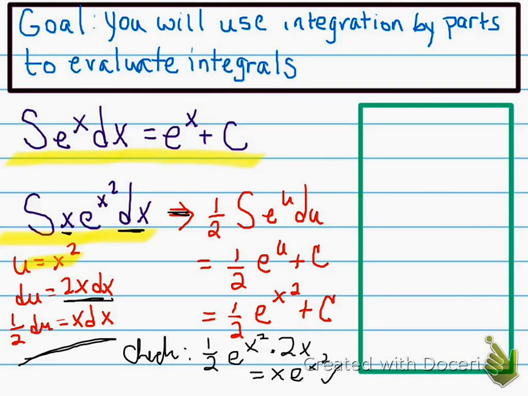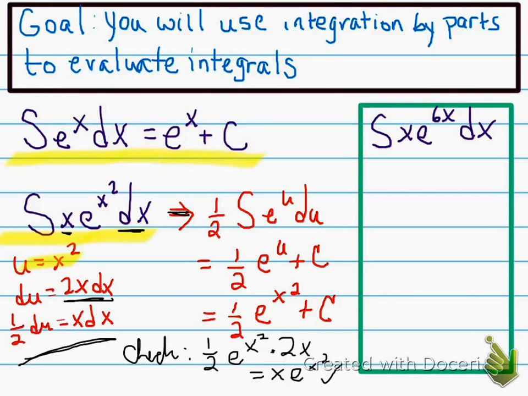But now, what if we started with a problem like this? What if I had the integral of x e to the 6x dx? Well, let's think. Here we have a product, so we can't just integrate the way it is.